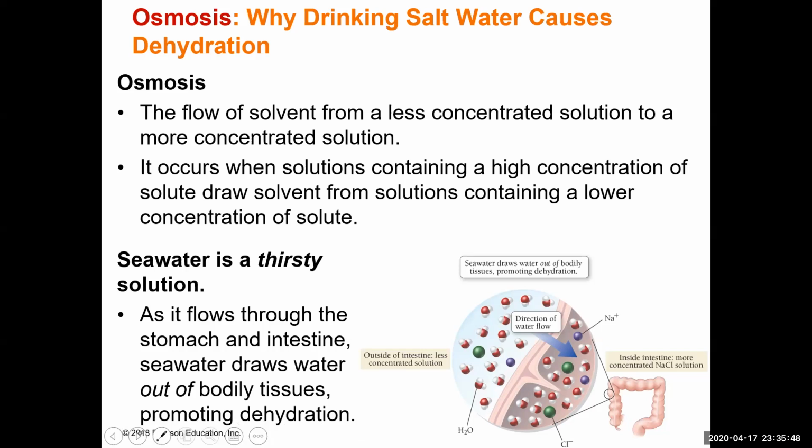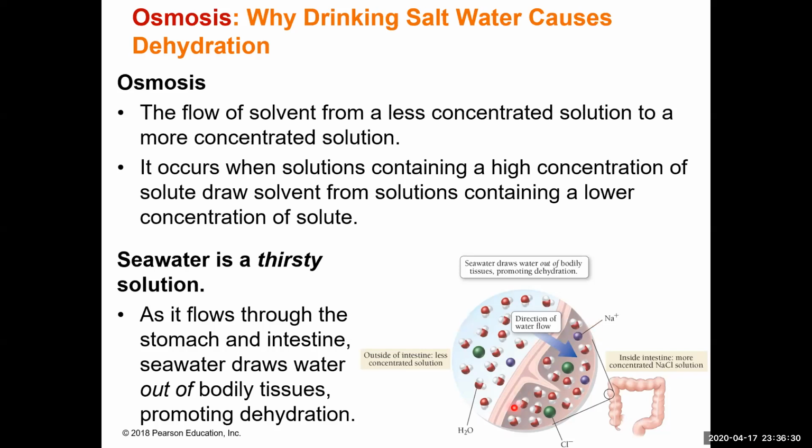If we look at the bottom right picture, what we see is that seawater is a thirsty solution. So on the right side of our picture, we have the intestines. And on the left side is the liquid outside of the intestines. When we drink seawater, inside of our intestines, we now have a highly concentrated sodium chloride solution. In our tissues outside of the intestines, we do have sodium chloride. We do have a sodium chloride solution, but it is much less concentrated.